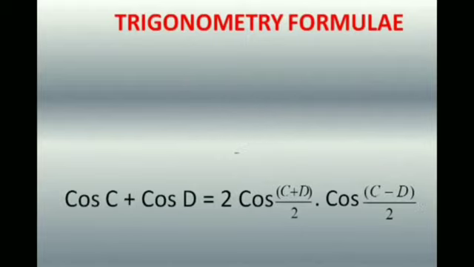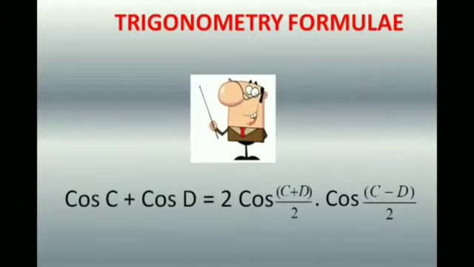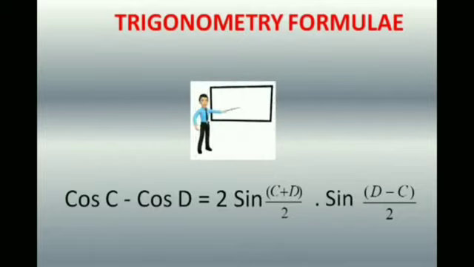Now cos C plus cos D. As I have already said that either both the coses will be together or both the sines will be together in the formula for cos. So cos C plus cos D is going to give you 2 cos C plus D by 2 into cos C minus D by 2. Cos C minus cos D. You see, both the sines are here. 2 sin C plus D by 2 into sin D minus C by 2.